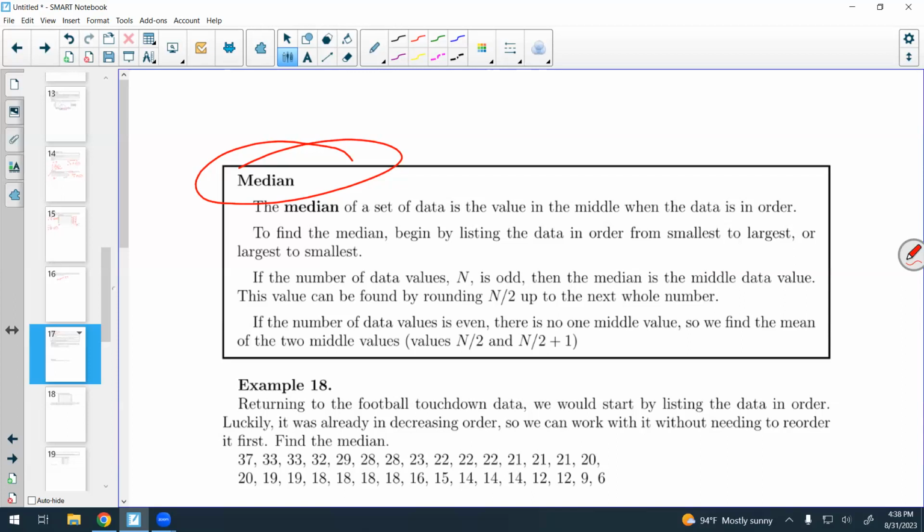Let's see, is the roll sheet still out there somewhere?